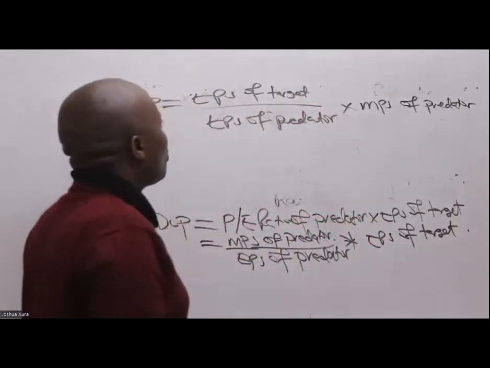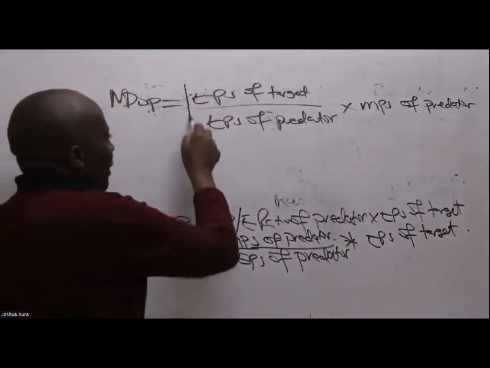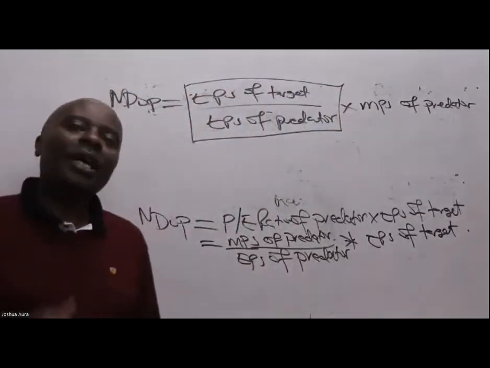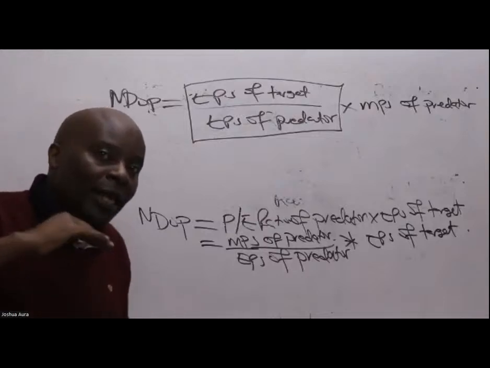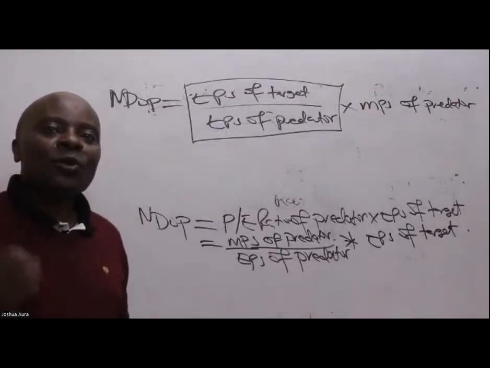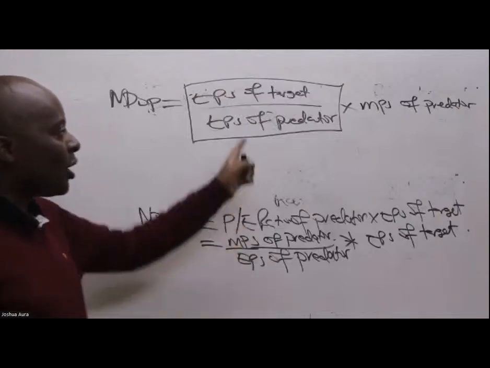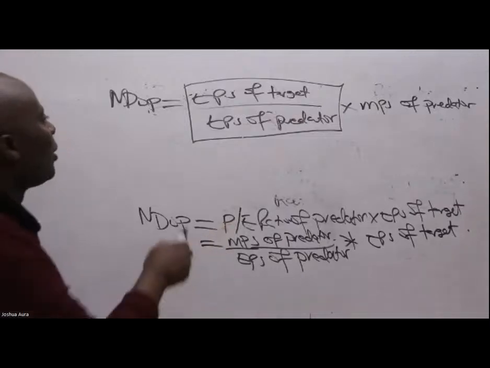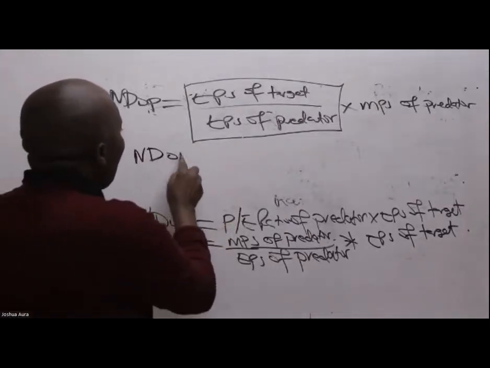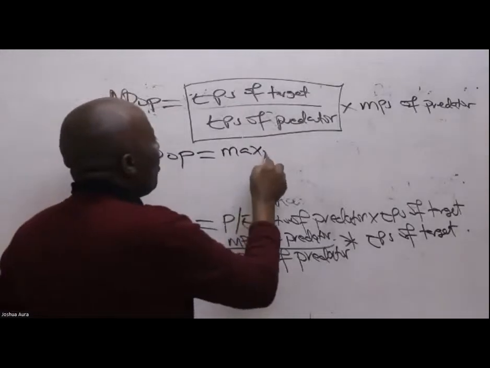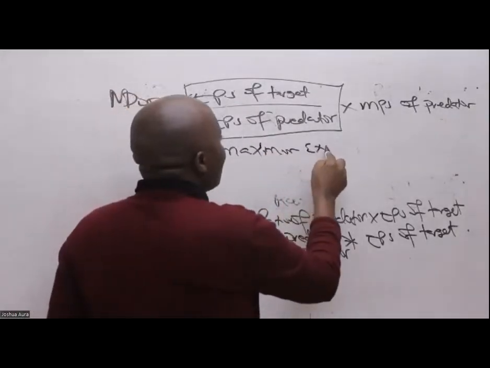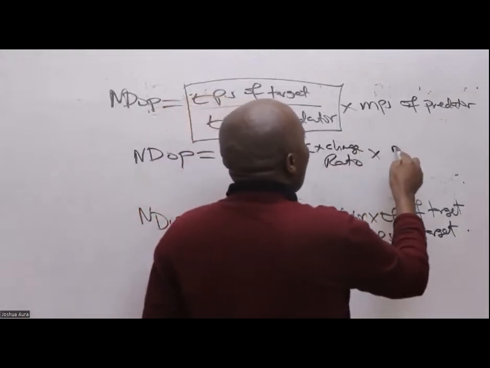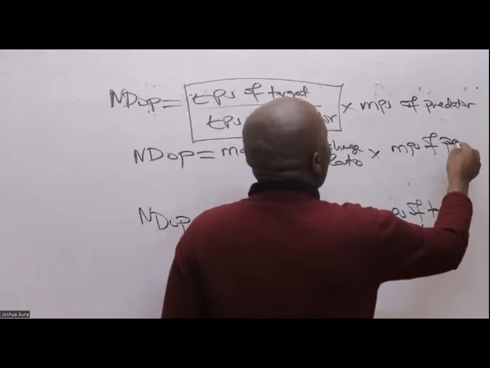And then, ladies and gentlemen, of course, this rings a bell in our minds. EPS of the target all over EPS of the predator is what we call maximum exchange ratio. So in this case, my non-diluting offer price will be equal to maximum exchange ratio times MPS of the predator.